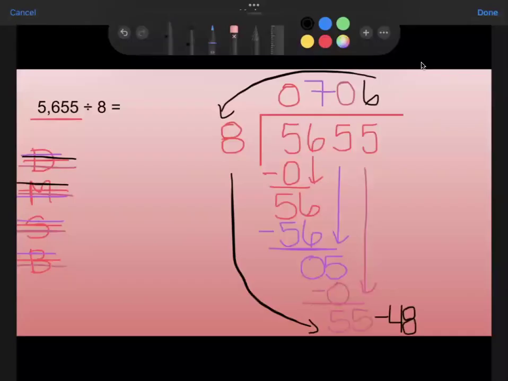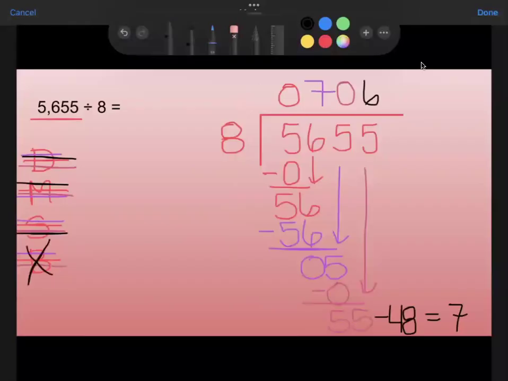Okay, next step is to subtract. So I need to do 55 minus 48. And let's see, 55 minus 48. Again, I'm not great at subtraction with regrouping in my head, so I'm doing it off to the side. Ends up being 7. So I'm going to cross that off. There are no more numbers to bring down, so I'm going to cross that off, and that tells me also that I am finished. So the answer here would be 706 with a remainder of 7.